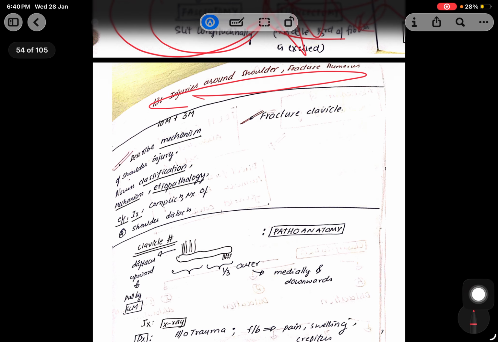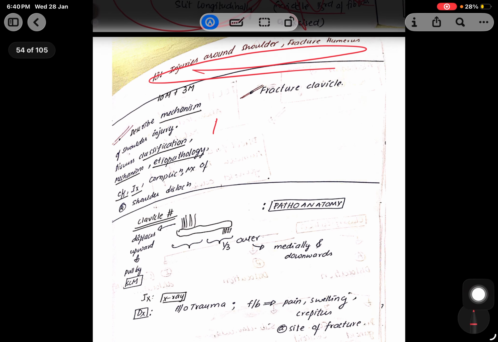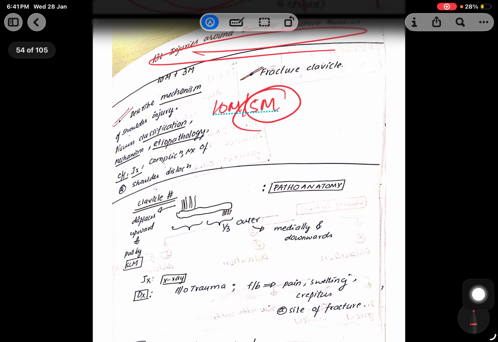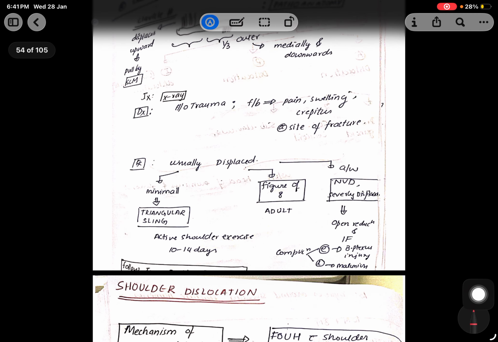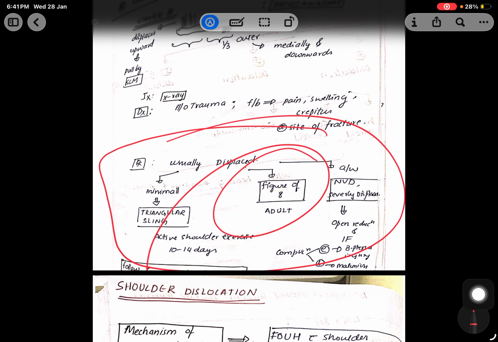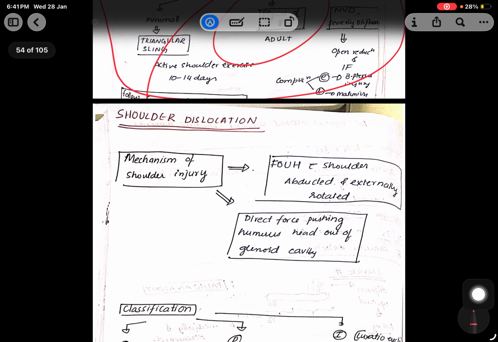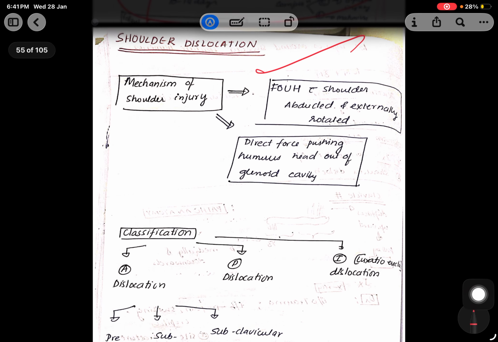Then again, injuries around the shoulder. It's a possible 10 marker. Even I agree, but most of the time it's asked as a 5 marker. Again, clavicle fracture, I'm not talking about that. Only the management part I will talk about. Again, you go with either figure of 8. If it's a neurovascular deficit, then obviously you go with open reduction and internal fixation.